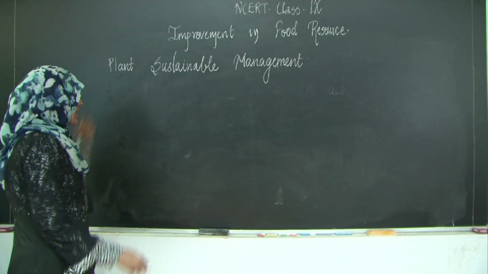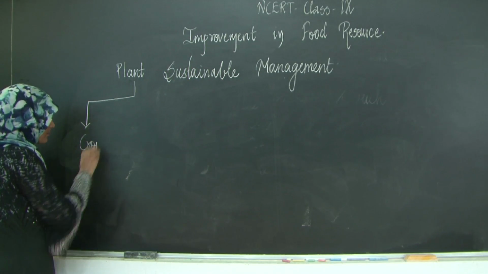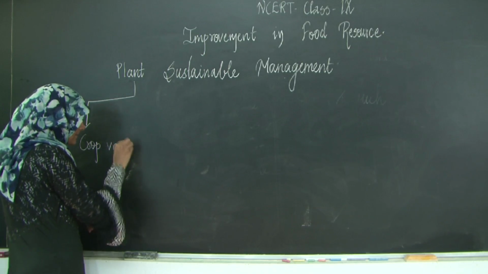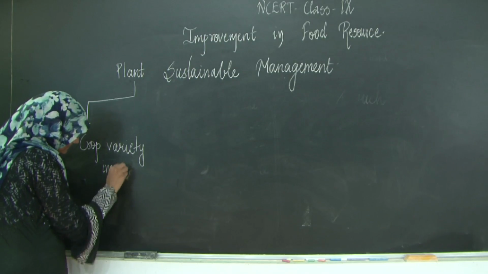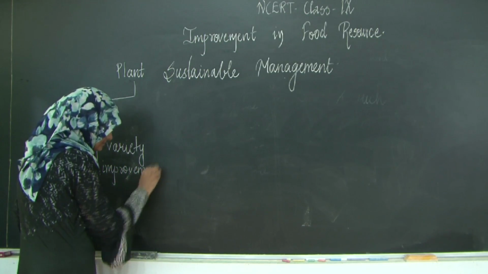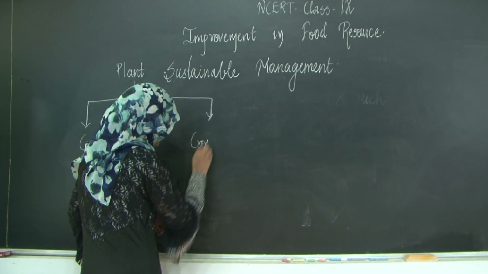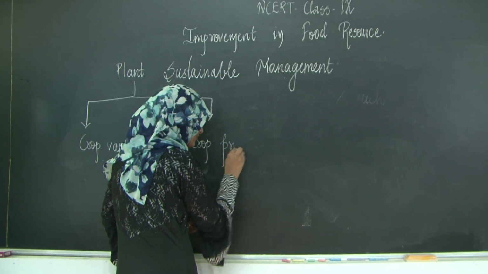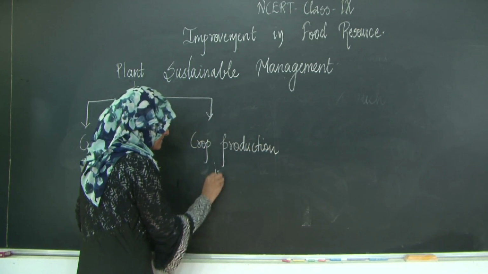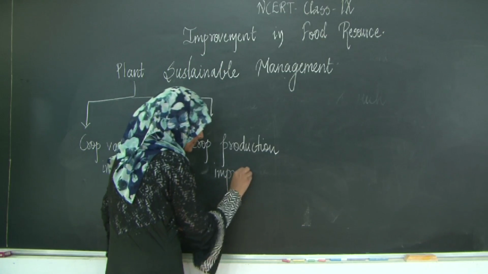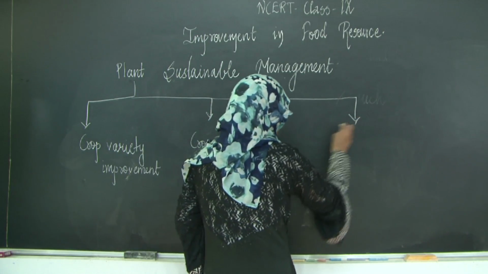Now let us take the plant first. First one, crop variety improvement. The next one, crop production improvement. And the last one is crop protection improvement.